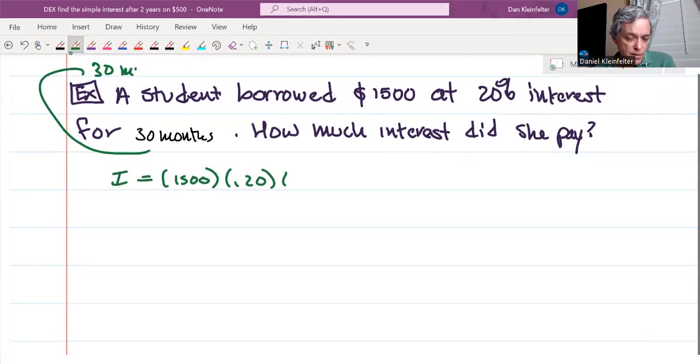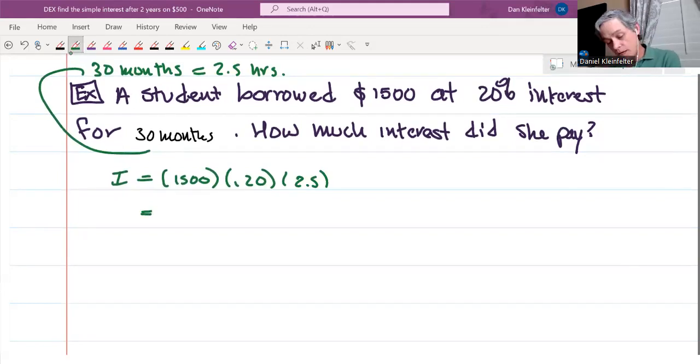30 months is 2.5 years. 1 year is 12 months, so 2 years is 24 months. 24 to 30 is another 6 months. That's a half year. So 2.5 years. Okay, so then let's multiply all that out. That works out to be $750. It's kind of a lot. Okay, so that's the amount of interest that would be paid.